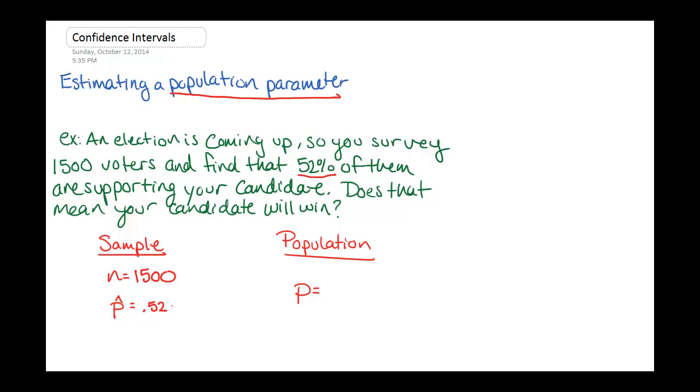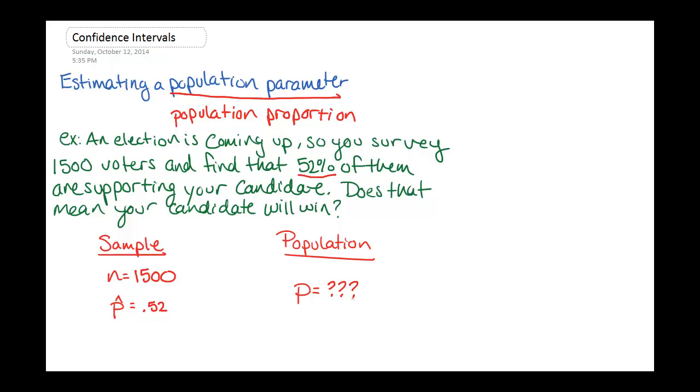Now in this chapter we'll be talking about estimating different types of parameters, means and standard deviations and proportions, but in this particular video we're going to be talking just about proportions. So the proportion of our sample is 0.52. The way we write this is a little p with a hat on it. We literally call this p hat. So our p hat is 0.52, but what we want to know is what proportion of the population will vote for our candidate. And that's something that we just don't have. Unless we actually talked to every single person in the population, we don't know.